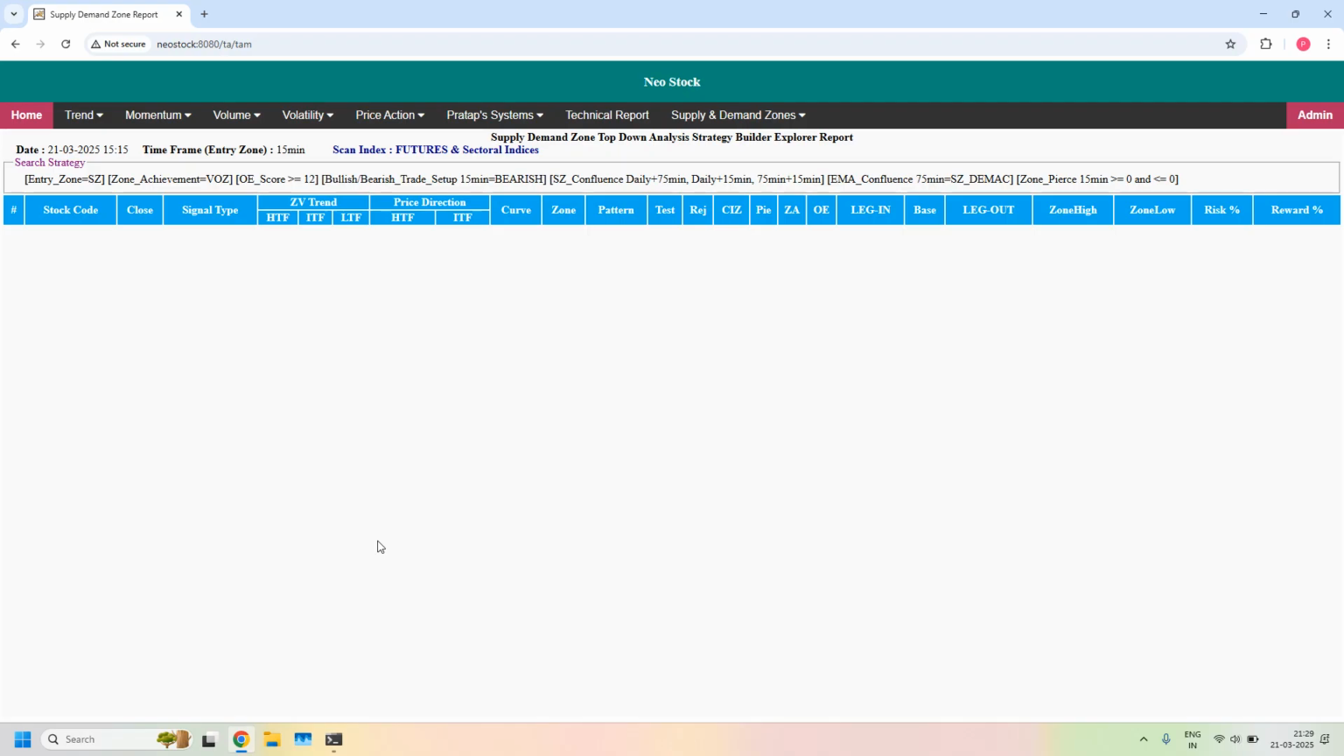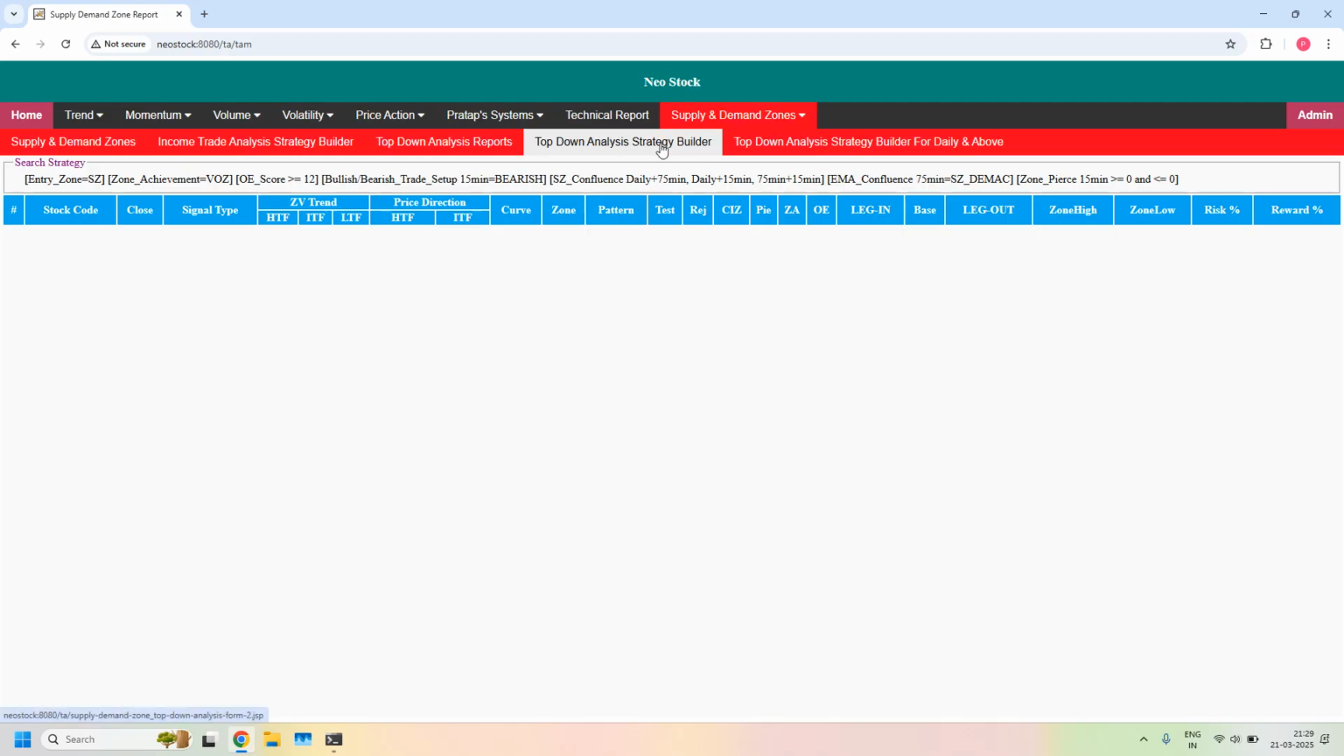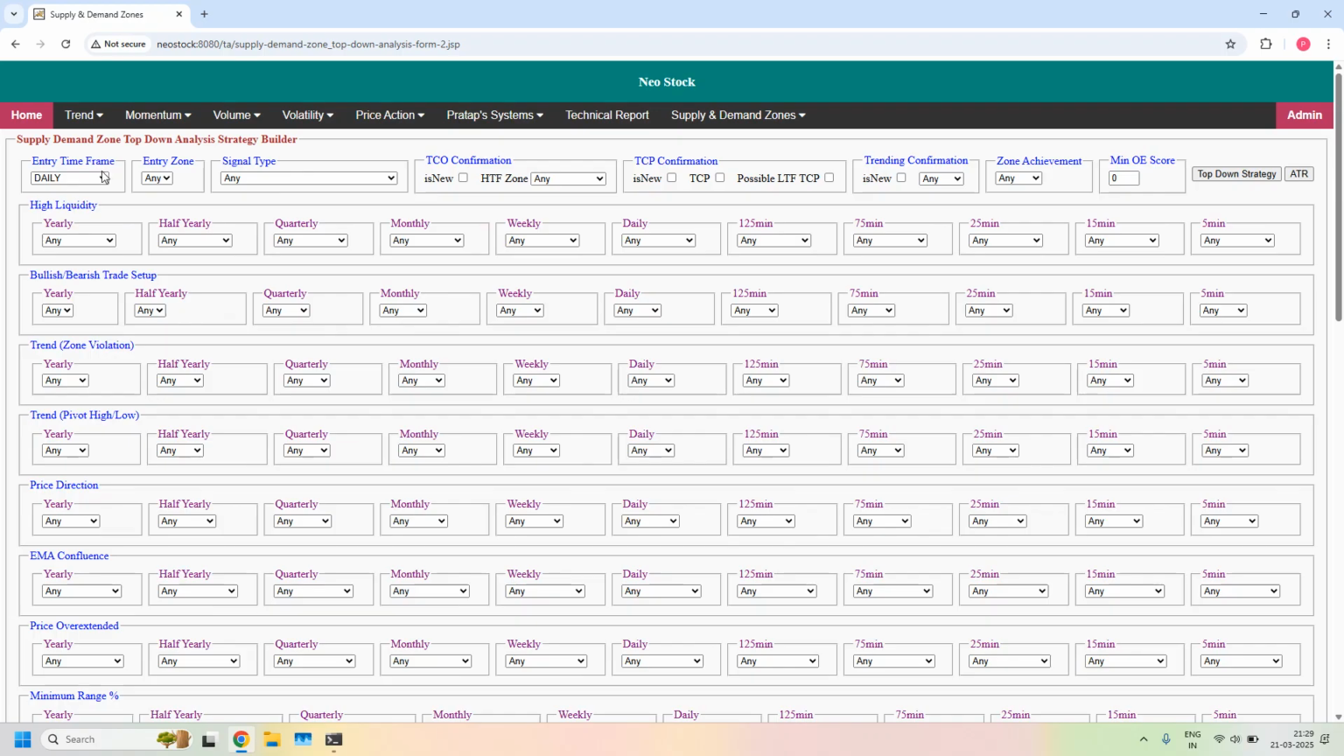Next, we will look into hourly income trade. For the hourly income trade bullish trade setup, the entry time frame is 5 minutes. The entry zone is demand zone. Bullish or bearish trade setup at 5 minutes time frame, I am selecting bullish. And the 5 minutes demand zone should have a zone achievement of violated opposing zone. Minimum odd and enhanced score should be 12.